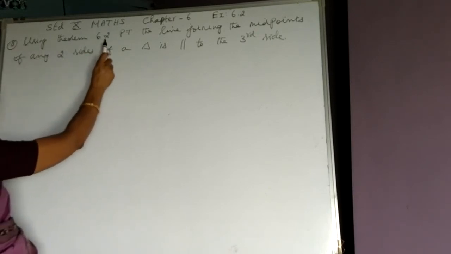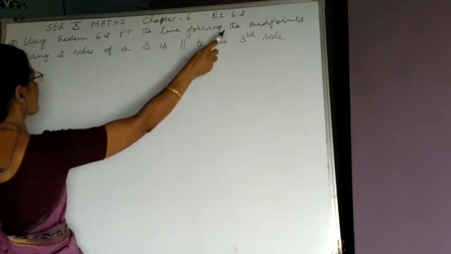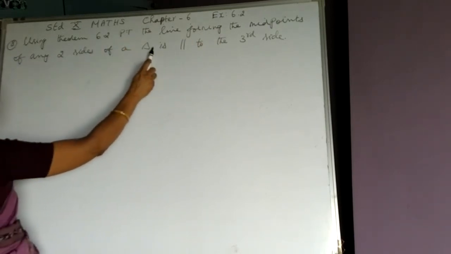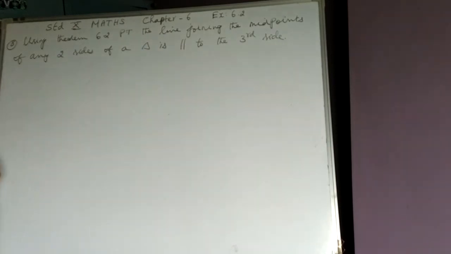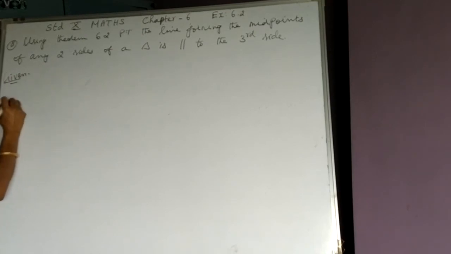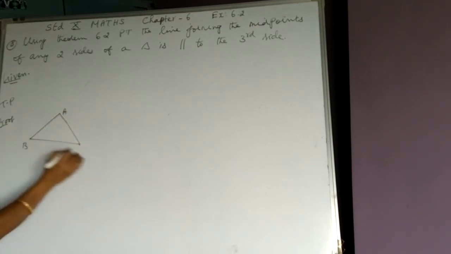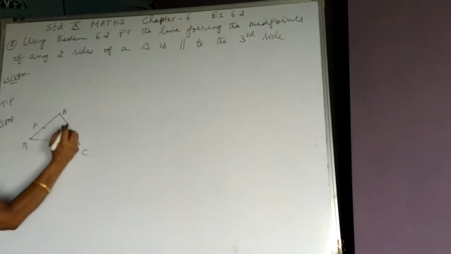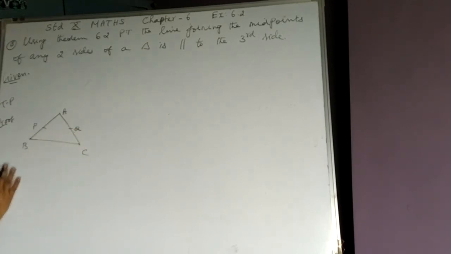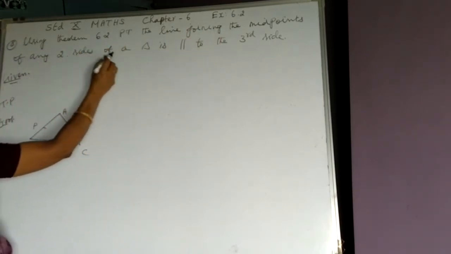Using theorem 6.2, that is converse of BPT, prove that the line joining the midpoints of any two sides of a triangle is parallel to the third side. So let us understand what is given. It is a triangle. So we draw a triangle. Let the triangle be ABC. P is the midpoint of AB, Q is the midpoint of AC.